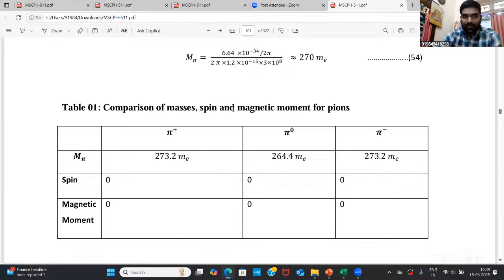The comparison of masses, spins, and magnetic moments for pions. These are the comparisons for pi plus: it is 273.2 m_e. For pi naught, it is 264.4 m_e, and for pi minus, it is the same as that of pi plus.